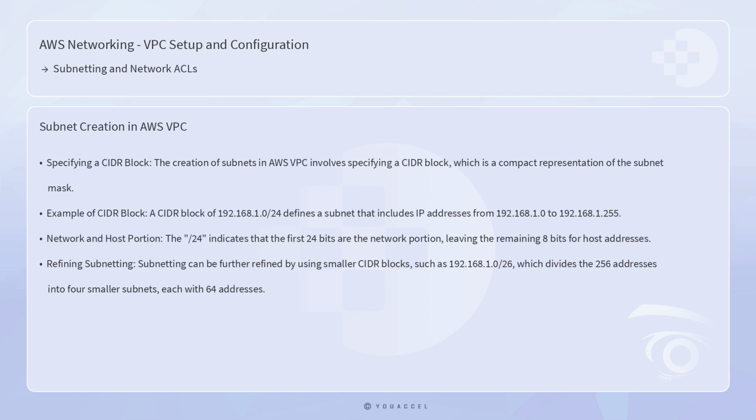The creation of subnets in AWS VPC involves specifying a CIDR block, which is a compact representation of the subnet mask. For example, a CIDR block of 192.168.1.0/24 defines a subnet that includes IP addresses from 192.168.1.0 to 192.168.1.255. The /24 indicates that the first 24 bits are the network portion, leaving the remaining 8 bits for host addresses. Subnetting can be further refined by using smaller CIDR blocks, such as 192.168.1.0/26, which divides the 256 addresses into 4 smaller subnets, each with 64 addresses.